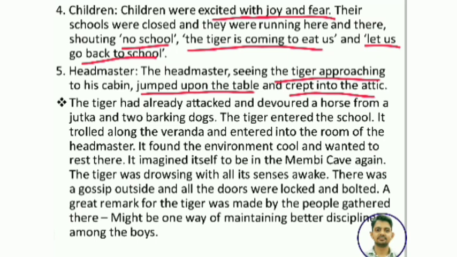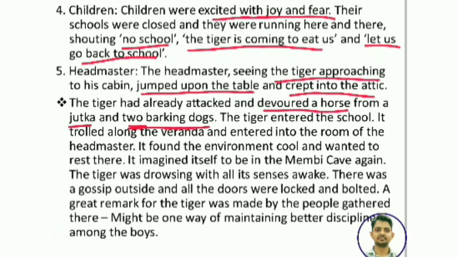The tiger did other things also. The tiger devoured a horse from a jutka. Jutka, the meaning is given there, a horse cart. And two dogs were barking at the tiger. The tiger got angry and ate them. As it is mentioned, the tiger found a granary where it found some other animal, maybe a cow or goat. So the tiger ate one or two of those animals. So the tiger was completely full for the day.